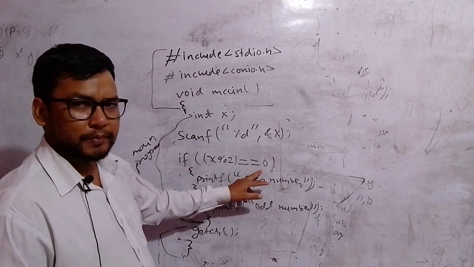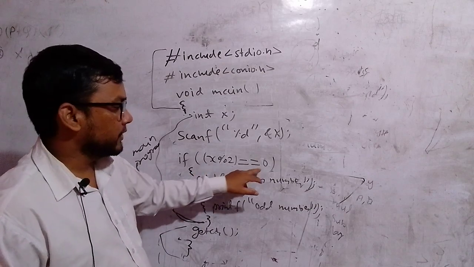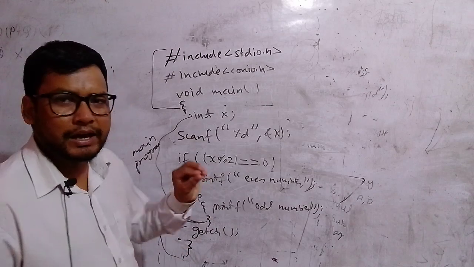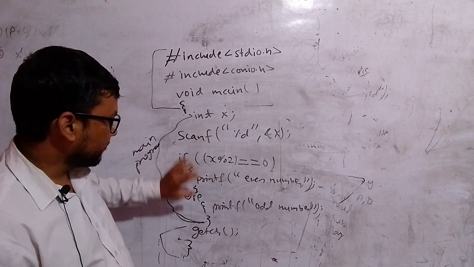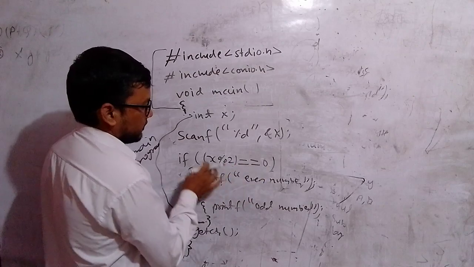If the condition is valid, then the if statement will be executed. If it becomes false, then the else statement will be executed. This if and else are related to each other. This means if true, do this; if false, do this. Now we need to check these conditions.